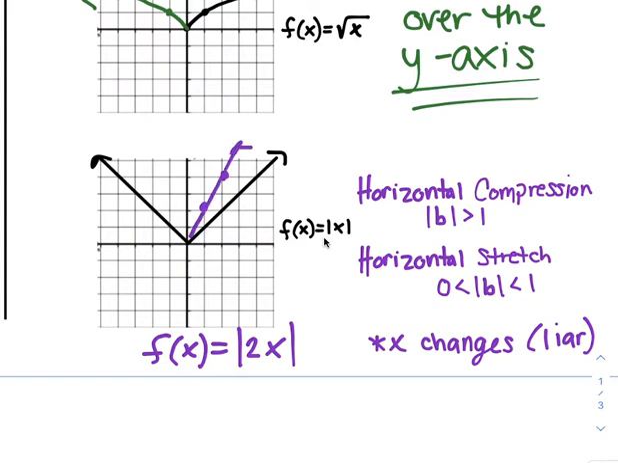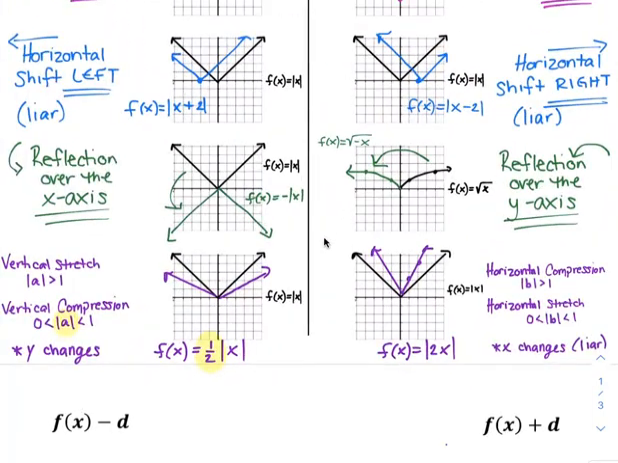Notice how it gets skinnier. It got smushed in from the left and right. I'm going to repeat that going the other way. So even though it's a bigger number, if it's inside the grouping symbols, it is a compression. Okay? All right, I'm going to zoom out.